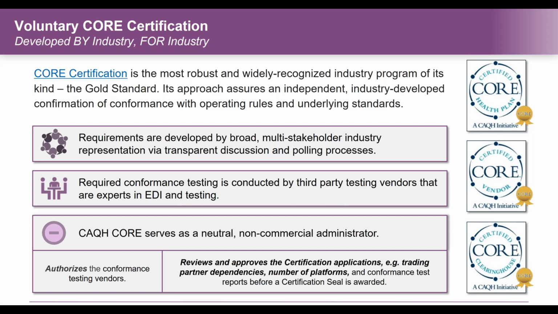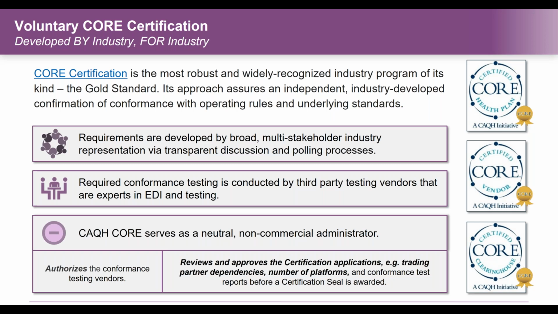And the slide outlines all the elements that make the certification program stand out. From an industry perspective, the elements of the certification program, which are the actual requirements necessary for organizations to demonstrate and test conformance with the operating rules, were developed by a multi-stakeholder group of industry representatives through a transparent process. And these certification requirements were put through the same thorough, rigorous review and voting process that the CORE operating rules had gone through. So CORE certification is the industry deciding for itself what conformance to the operating rules actually means.